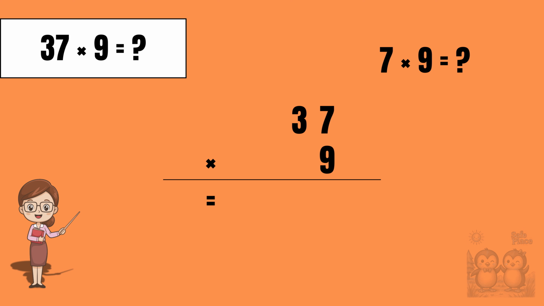Multiply 9 times 7. 9 times 7 equals 63. Write the 3 in the ones place because it belongs in the answer. The 6 represents 6 tens, so we carry it and write it above the tens column.